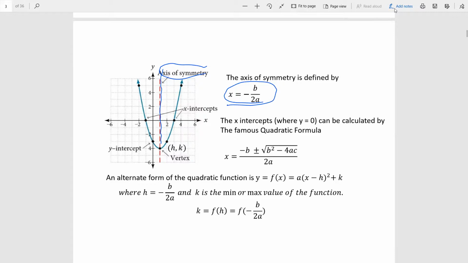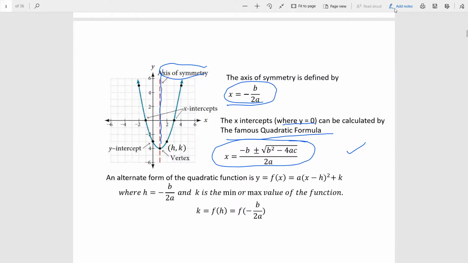Now, the x-intercepts, that's where y is equal to 0, can be calculated by the famous quadratic formula. And I'm sure you've heard this before. We're going to be using this quite a bit in this section. You can have the formula by your side as you do the calculation. x is equal to minus b plus or minus the square root of b squared minus 4ac, all over 2a.